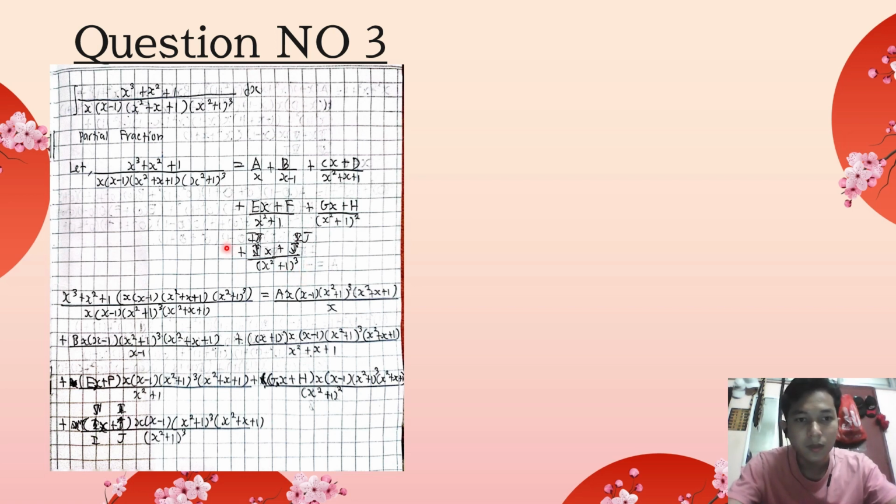This is because we are partialing the fraction over here. We are dividing it by parts. Therefore, we divide and get this. Then we multiply all of the terms with the denominator here, and then we will get this.